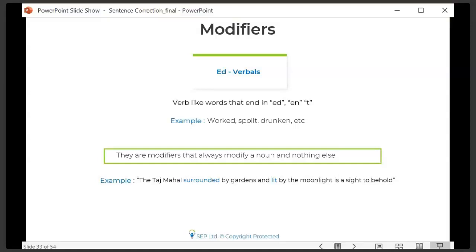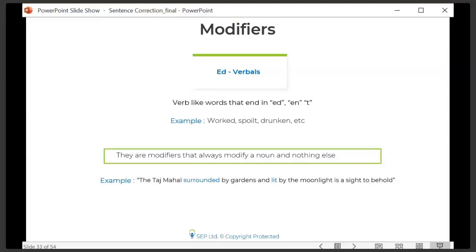When you ask what surrounded or who surrounded and you don't get the answer as the subject, it means that the ed word is not a verb. Okay, Taj Mahal did not surround the gardens. Taj Mahal did not go around lighting up something. So surrounded here is not a verb. Understand that. Surrounded is an ed verbal. It is giving you more information about Taj Mahal. It is describing the Taj Mahal. So the Taj Mahal surrounded by gardens. The Taj Mahal lit by moonlight. If I ask who lit, did Taj Mahal light up the moonlight? Did Taj Mahal do the lighting? No. So lit is also not the verb.